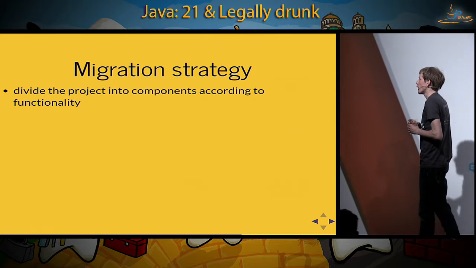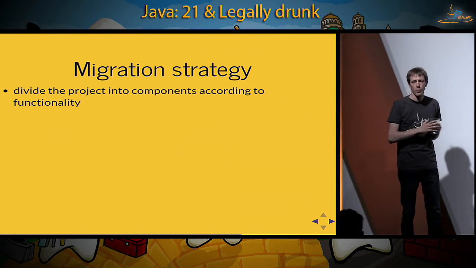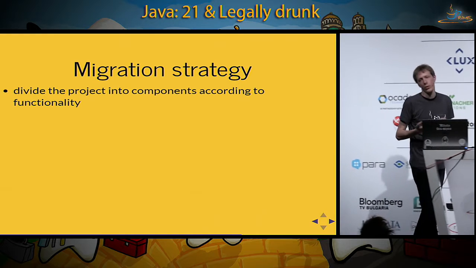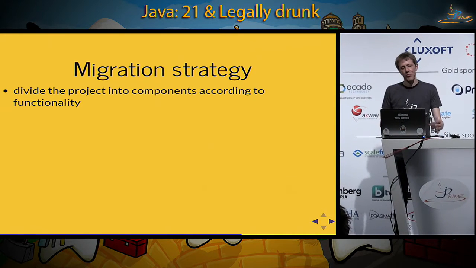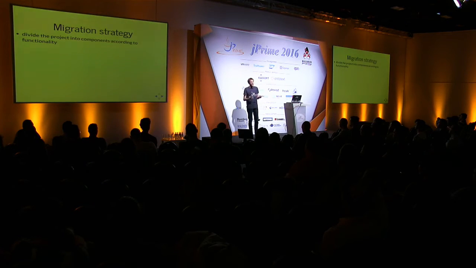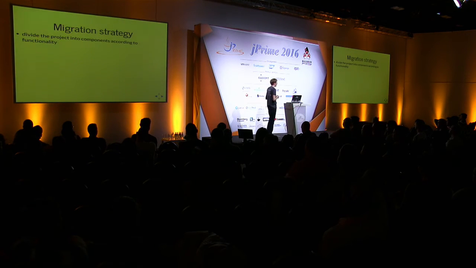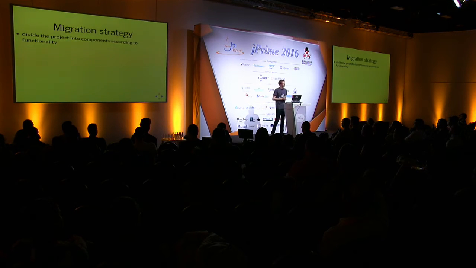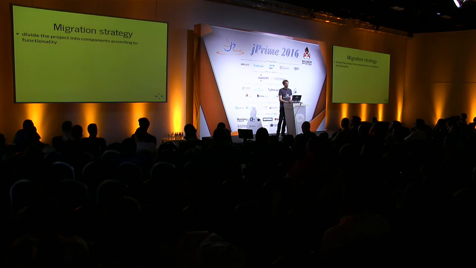Well, the first one is actually quite simple, and I hope you guys have done this already in your projects. Please divide your project into components according to functionality. The project that we are working on has something to do with the planning of the trains. That's one component. The component that I'm working on is responsible for making sure that these trains actually are there at the station, at the right place, not at another platform or something. That's another component. So please divide these things so that when you have migrated, if there is a change in one component, you only build this component and not the rest with it.